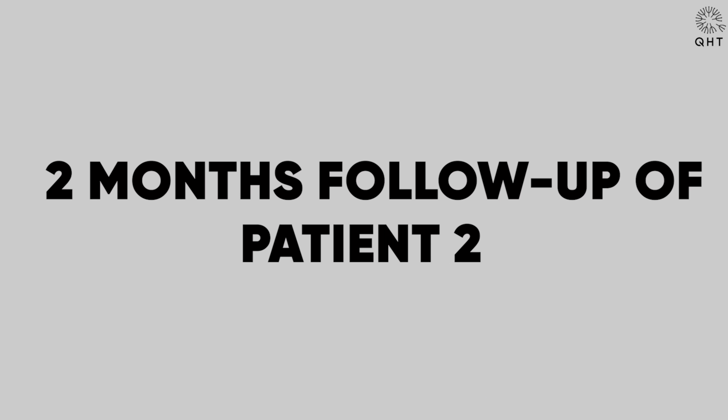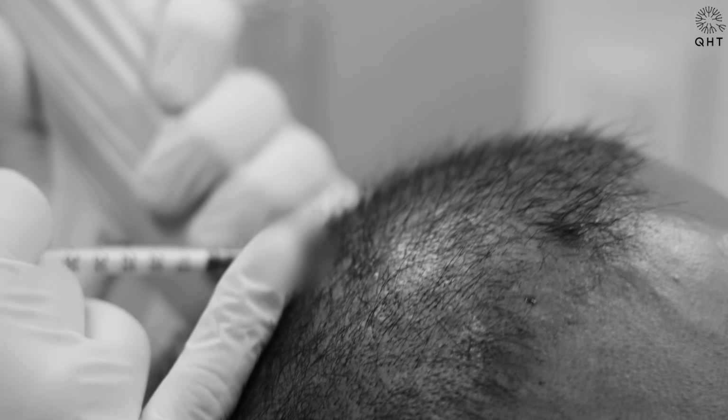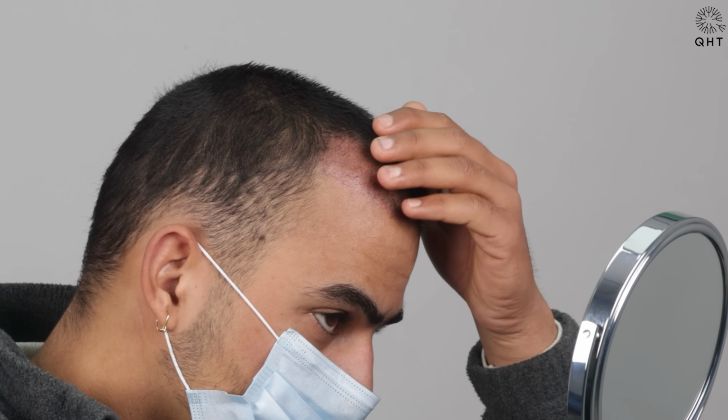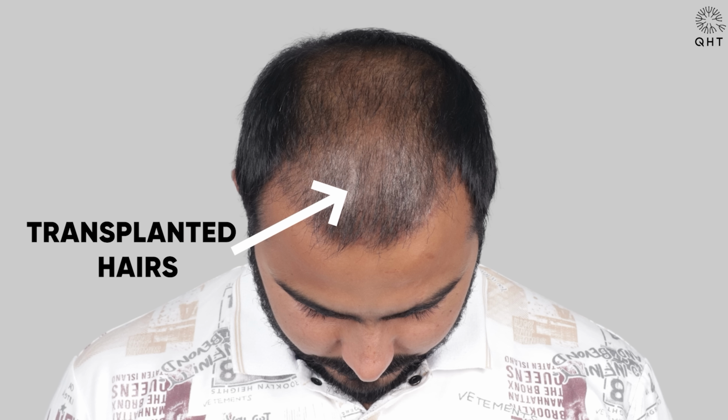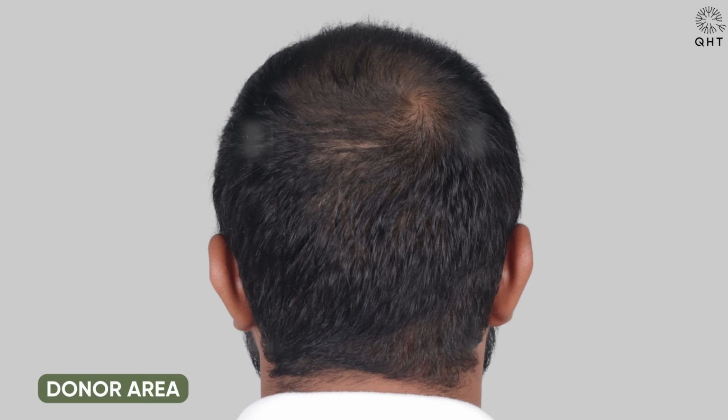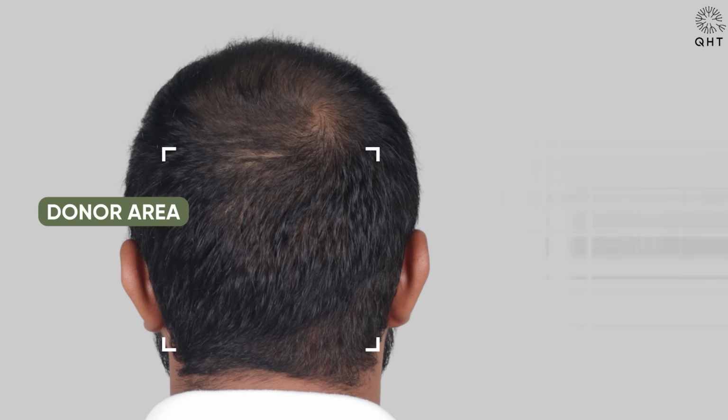Two months follow-up of patient 2. 2 months after the transplant, our patient 2 was still experiencing the shedding phase in his first follow-up PRP session, which is a completely normal and healthy sign. This phase indicates that the transplanted grafts are settling well into the scalp and developing strong roots for new growth. At the same time, his donor area had completely healed with no visible extraction signs.